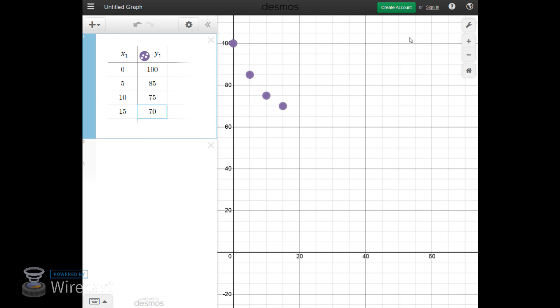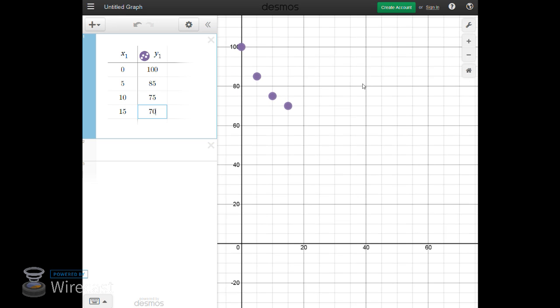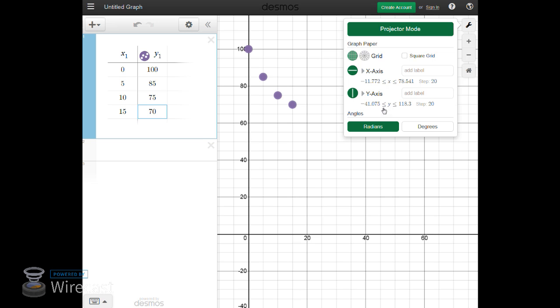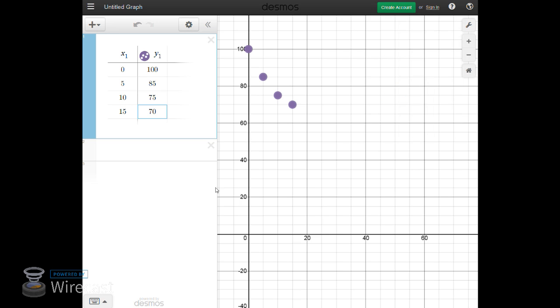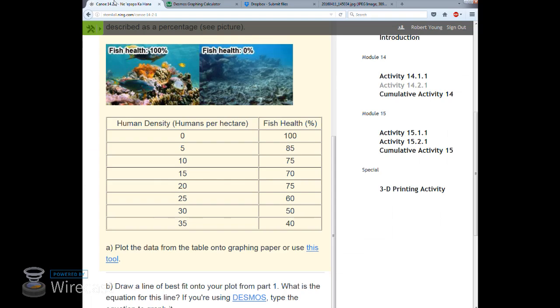And it plots it for you. If you don't see it, you can roll the wheel on your mouse to zoom in and out, or click on this wrench. The wrench changes the graph settings, so you can change the axes. You can extend the axis, or I usually use projector mode when I'm showing stuff because it makes all the lines thicker and easier to see. I'm not going to finish plotting all the points, just to show you.